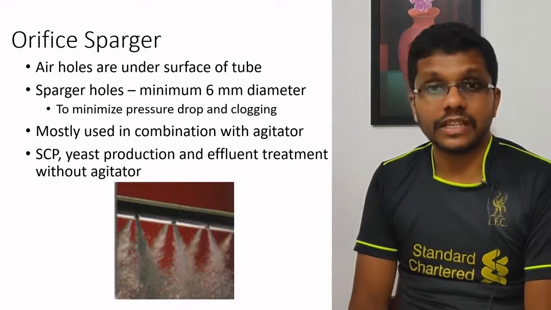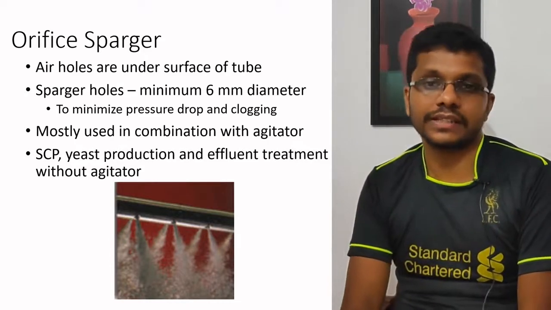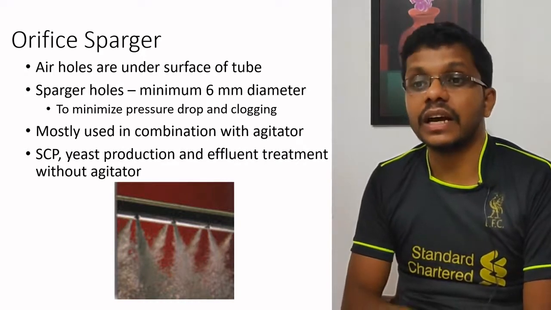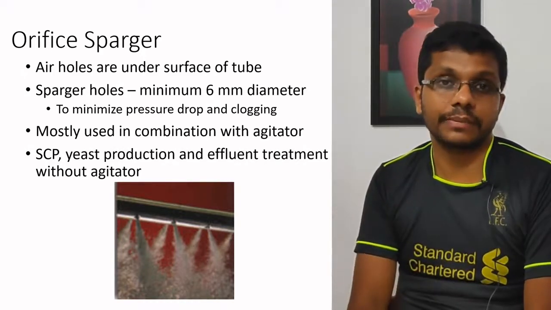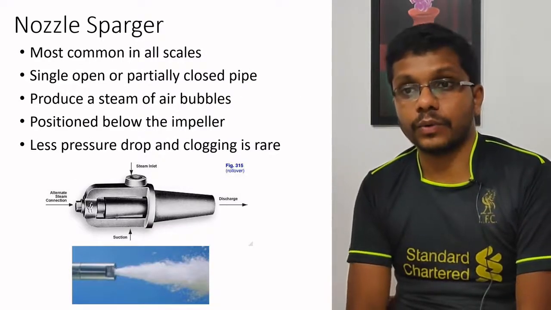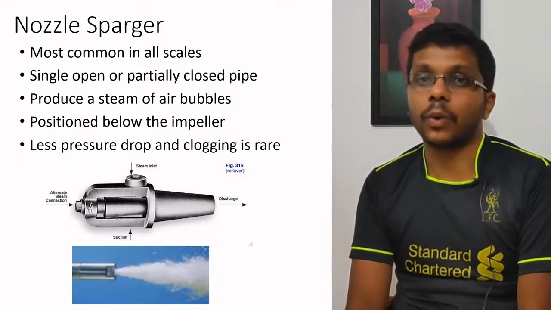It is mostly used in combination with an agitator, and the most common uses of the orifice spargers include single cell proteins, yeast production, and effluent treatment. It can also be used in fermenters without agitators. Next we have nozzle spargers. It is the most common in all scales.